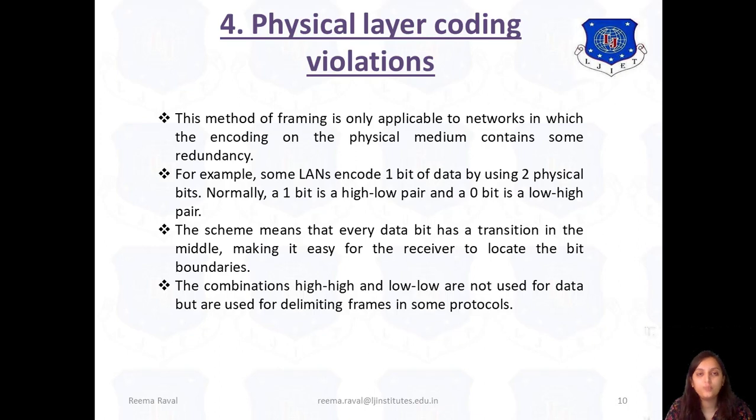So these were the four methods of framing. The first one was character count, the second was byte stuffing, the third was bit stuffing, and the fourth is physical layer coding violations. All these framing methods are important at the data link layer. Okay, I hope this is clear to you now.